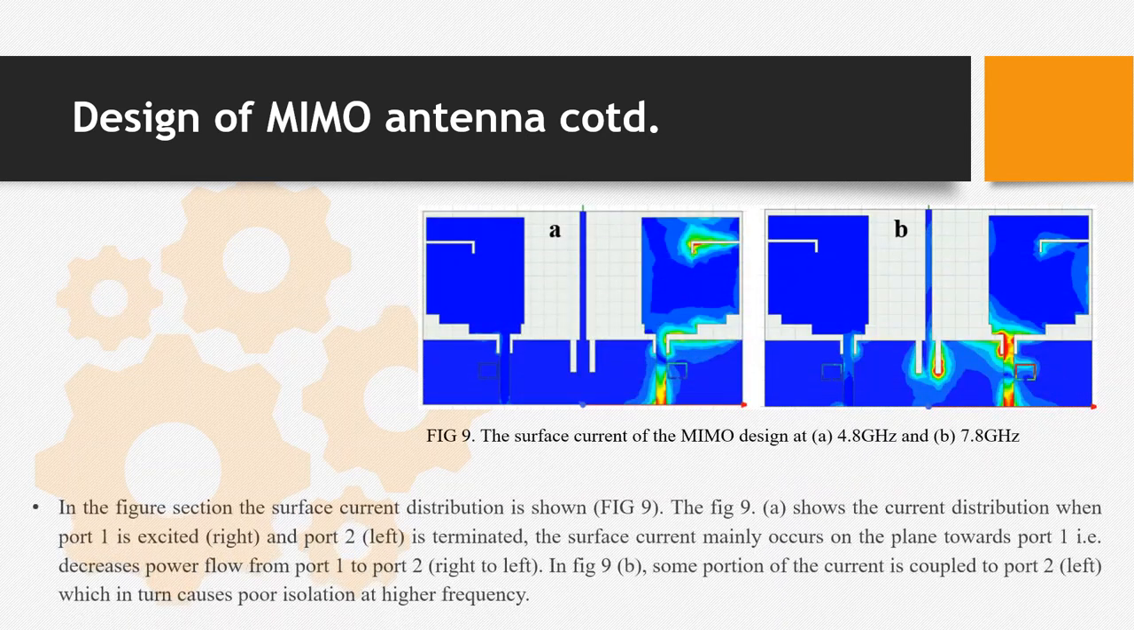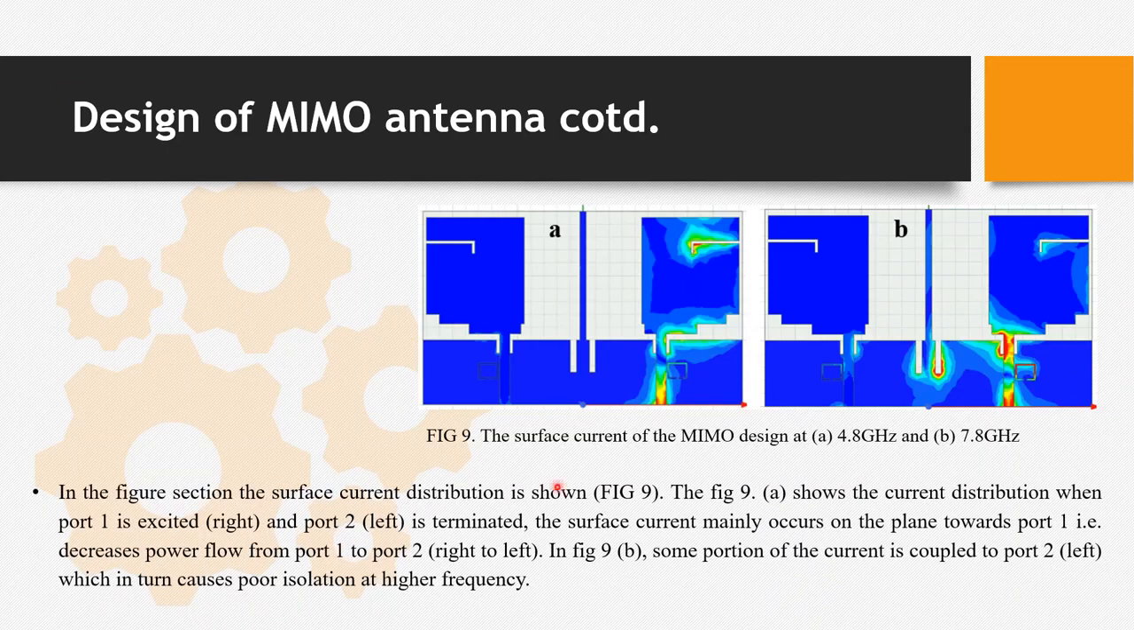This is the surface current distribution in MIMO. The surface current is mainly concentrated on the right, port 1, which is considered this element, and which successfully decouples both the elements. The surface current is mostly concentrated on the stubs and the slots.